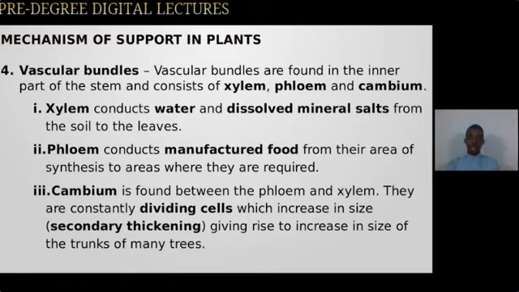Phloem, on the other hand, conducts manufactured food from the leaves, which is the area of synthesis, to every other part of the plant where the manufactured food is needed or for storage. Now, cambium is found between the phloem and the xylem. They are constantly dividing cells, and when they do so, they also increase in size, providing secondary thickening. This is the main reason why we see tree trunks increase in their thickness over time.